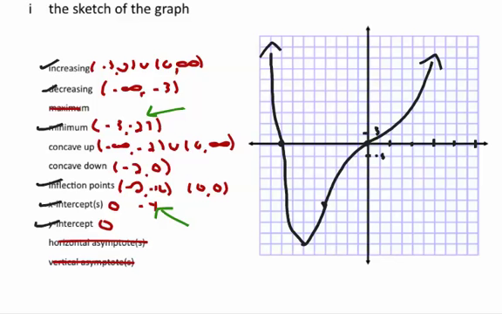So it's not a perfect sketch. We don't have a lot of points to tell us what this function looks like, but we do have enough to tell us the general shape, and that's exactly what we're going for. So this would be a perfectly good sketch of this function.